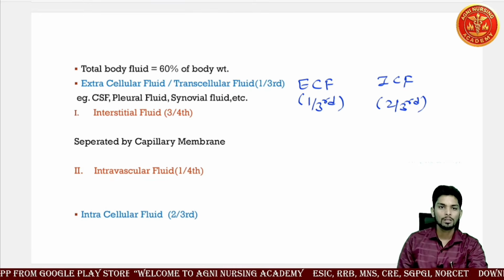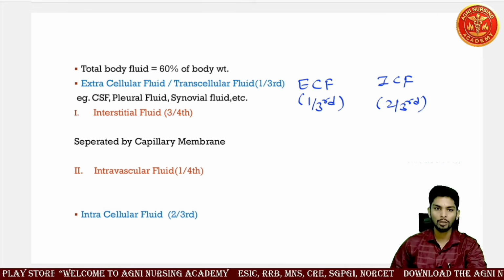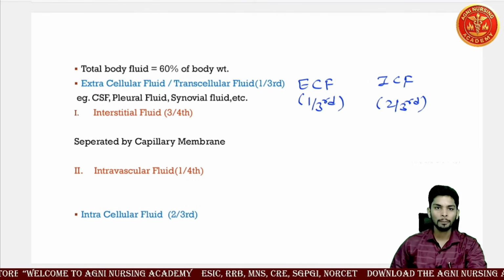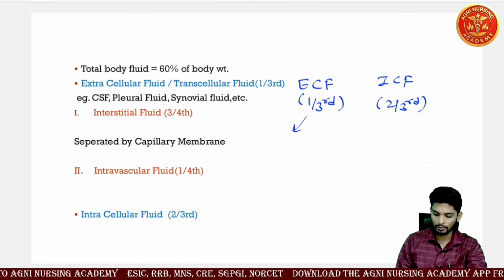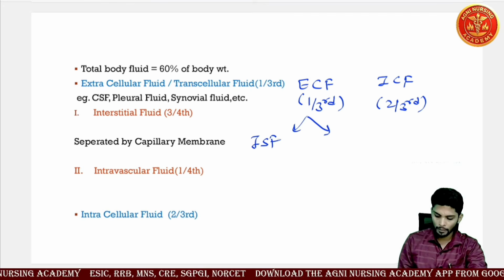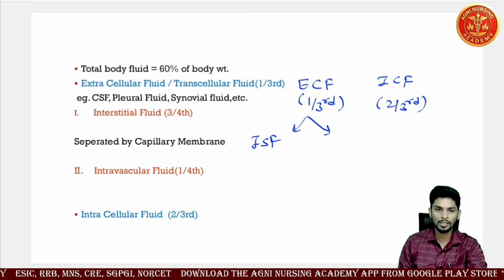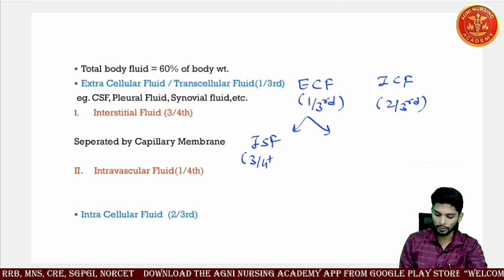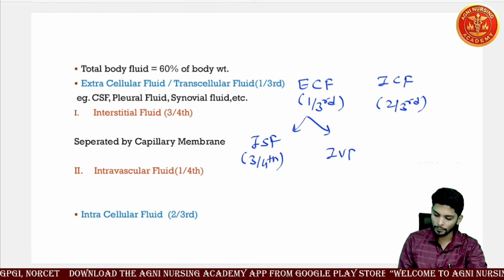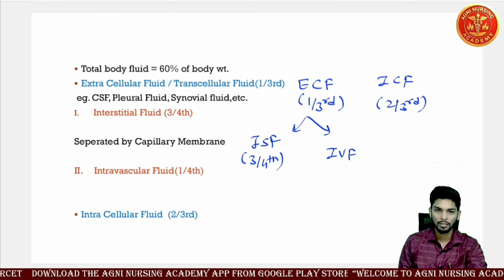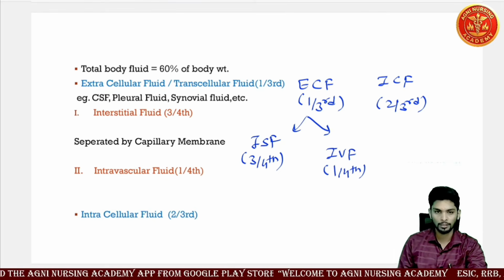Okay, so extracellular fluid contains CSF, pleural fluid, synovial fluid. These all are extracellular fluids. For them we will also say transcellular fluid. In that, two types of fluids are there. One is interstitial fluid, the fluid which is present in the interstitial region. That fluid is known as interstitial fluid, which is 3/4 of our total extracellular fluid. Second one is intravascular fluid, the fluid which is present inside the vessels. It is called intravascular fluid, which is 1/4 of our total extracellular fluid.